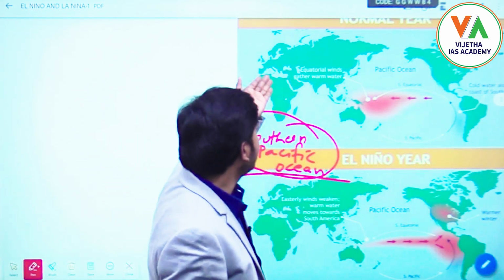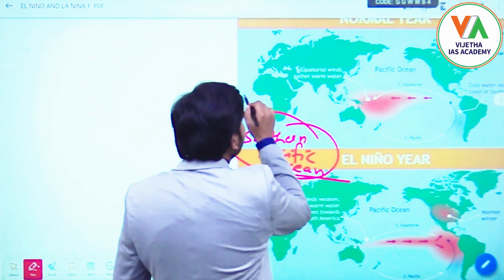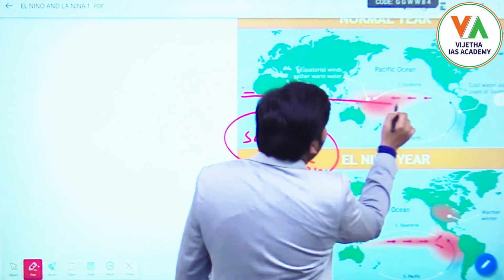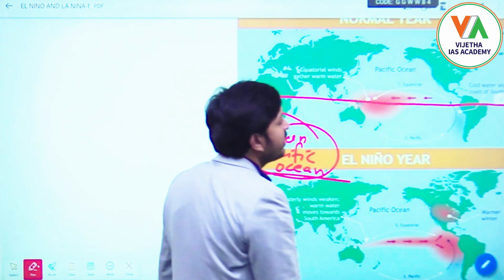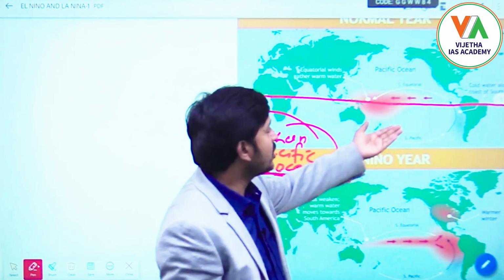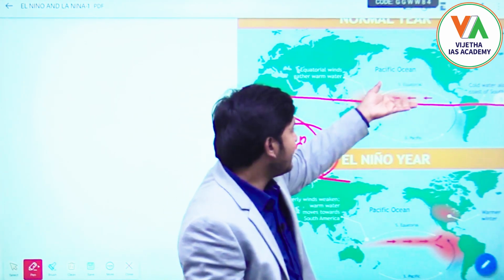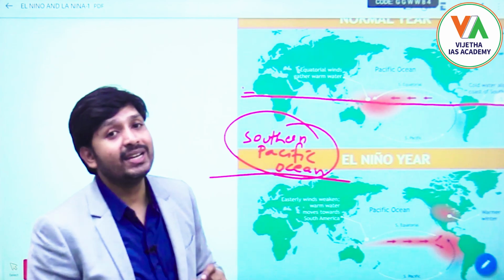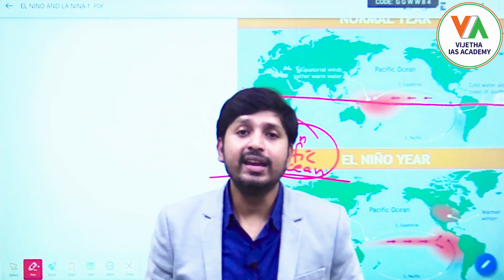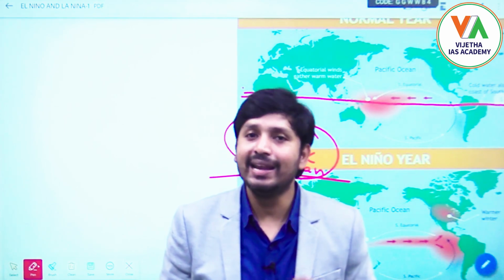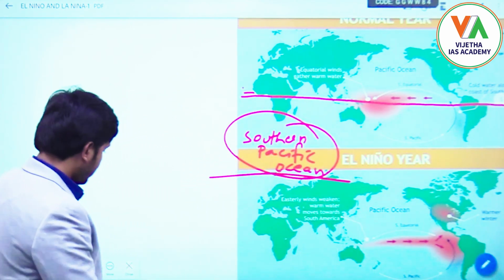If you see, this is India. The equator will be passing somewhere here, and below this we have the Southern Hemisphere. So this is the Pacific Ocean, and this phenomenon is generally associated with the Southern Pacific Ocean. We'll see what the phenomena are in normal years, and then how these normal year phenomena change during El Nino and La Nina. Is it clear? So let us see now.